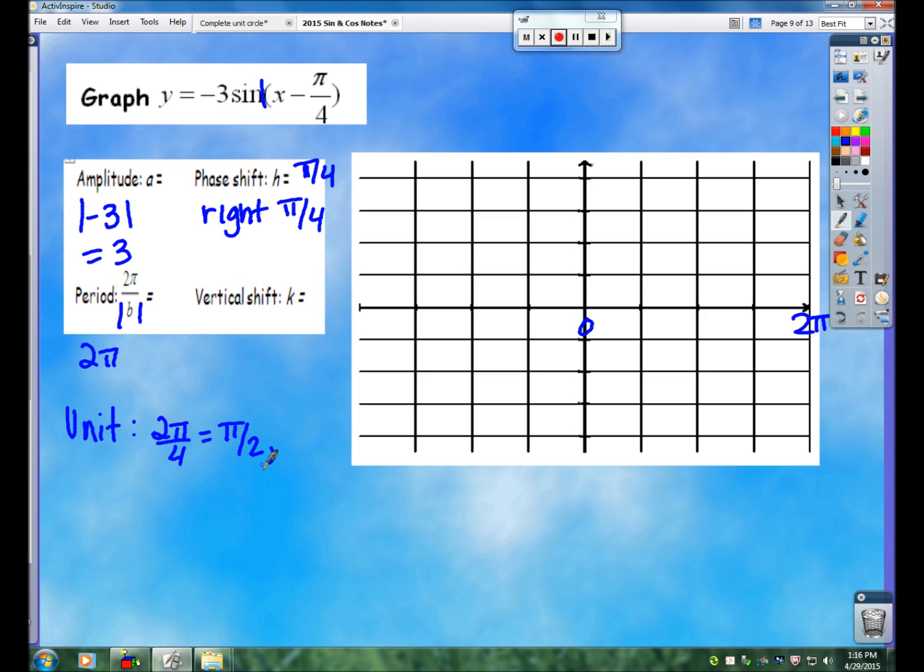So we're at pi over 2, pi, 3 pi over 2, and at 2 pi. All right, and then we got the negatives.